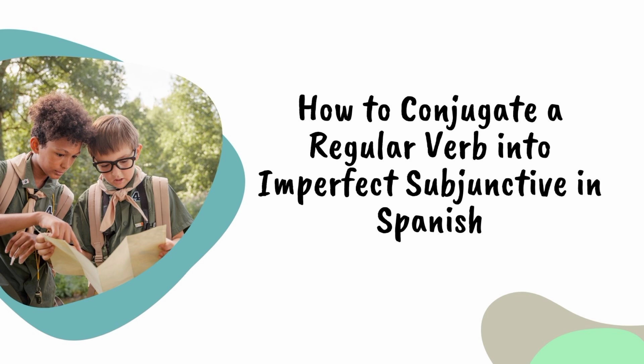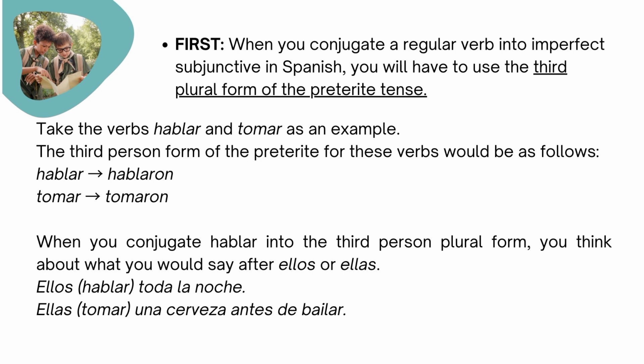How to conjugate a regular verb into the imperfect subjunctive in Spanish. First, when you conjugate a regular verb into the imperfect subjunctive in Spanish, you will have to use the third person plural form of the preterite tense. Take the verbs hablar and tomar as an example. The third person plural form of the preterite for these verbs would be as follows: hablar, hablaron; tomar, tomaron. When you conjugate hablar into the third person plural form, you think about what you would say after ellos or ellas.